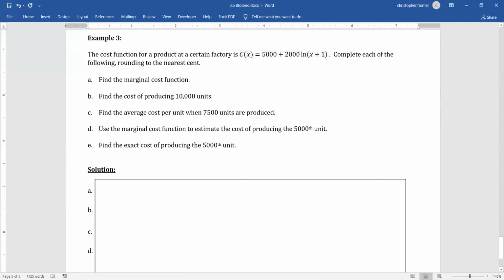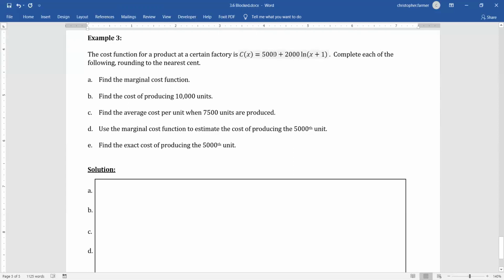If you put 0 into our cost function, we're assuming, I guess this isn't necessarily universal, it just depends on your situation, that we maybe spent $5,000 on equipment before we even produced one. So if I put in x equals 0, you end up with 5,000 plus 2,000 times the natural log of 1. Natural log of 1 is just 0. So this is kind of our upfront costs.